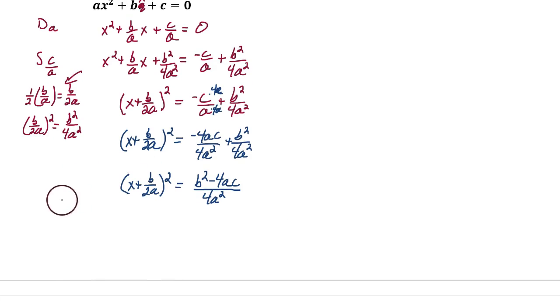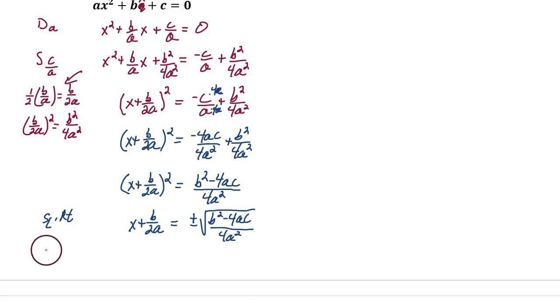Next up, let's take the square root. That gets us our x plus b over 2a. And on the right side, we have the plus and minus square root of b squared minus 4ac all over 4a squared. Finally, subtract the b over 2a, because that'll get the x alone. So we have negative b over 2a plus or minus.